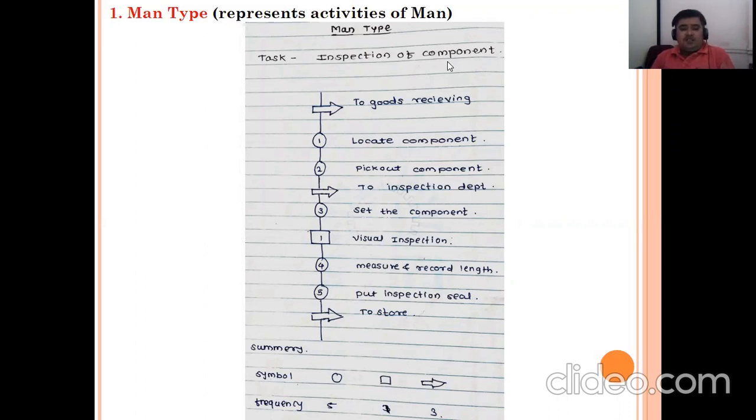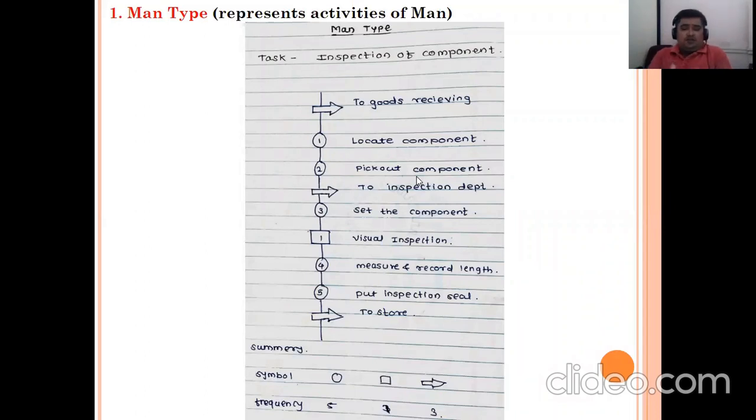Then put the inspection seal. Once that inspection document is ready, you are writing your name, you are making a signature, and whatever the inspection seal is there, yes, this component is inspected. So that seal you are making. And after that, you are going to the store to keep that component in safety. So this is the inspection chart, or inspection of component for a person.